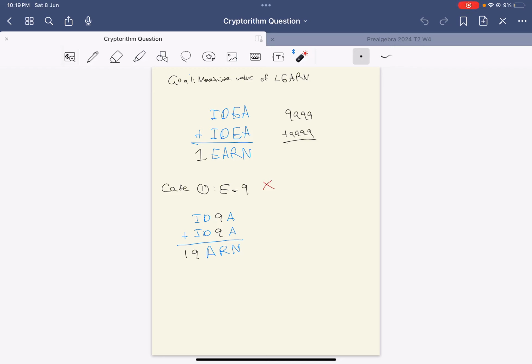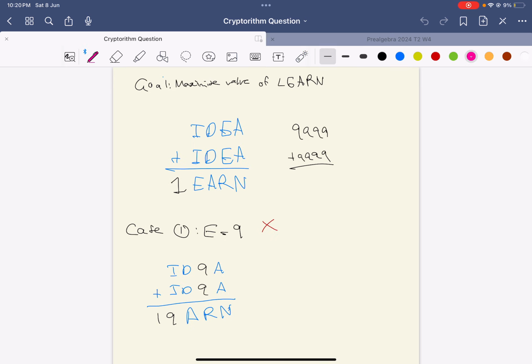Hey everyone, this is a quick recording of the Cryptarithm question we were meant to discuss in class today. I actually did a recording before, but it turns out I wasn't recording audio, so I'm going to run through it here again. So what we have here is this Cryptarithm: IDEA plus IDEA is LEARN.